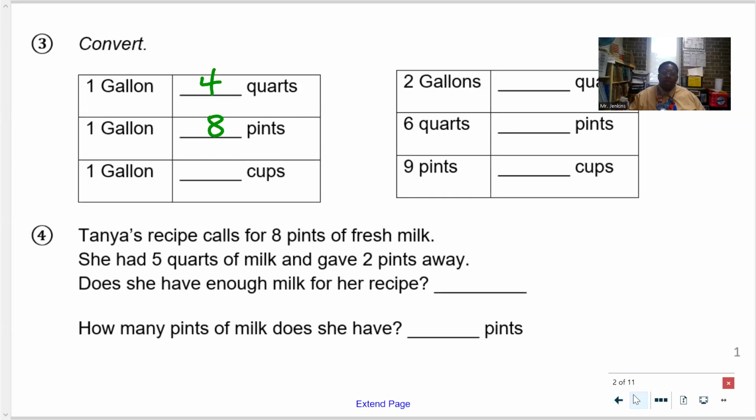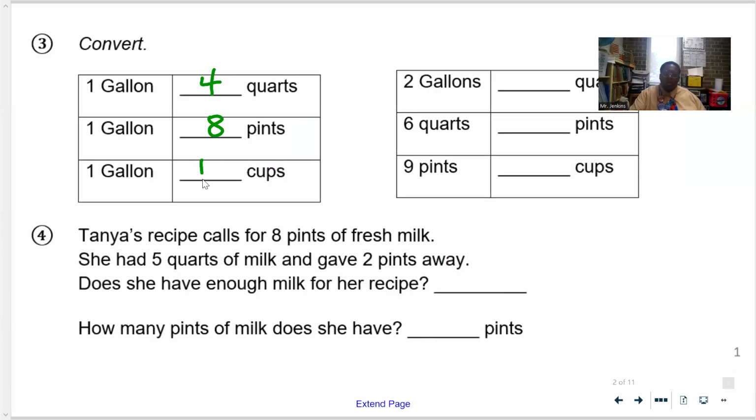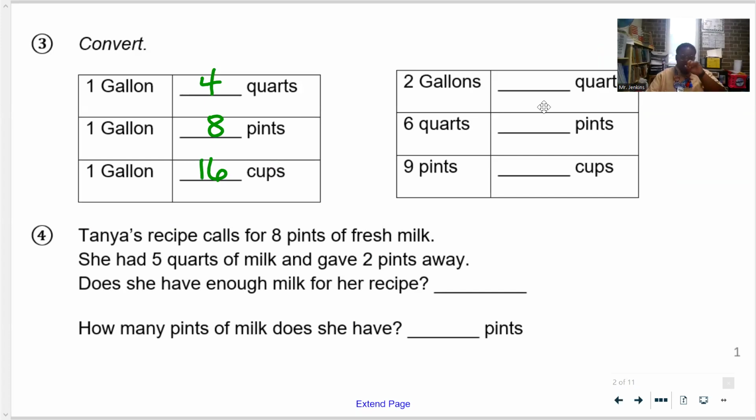And then how many cups is that in a gallon? So look at your gallon. Cups or C's, that's 4, 8, 12, 16. So that's 16 cups in 1 gallon. Now we're going to convert a little bit more. It says 2 gallons is how many quarts? Well, since I know 4 quarts in a gallon, I'm going to do 4 times 2. That's 8 quarts. Now this says 6 quarts are how many pints?